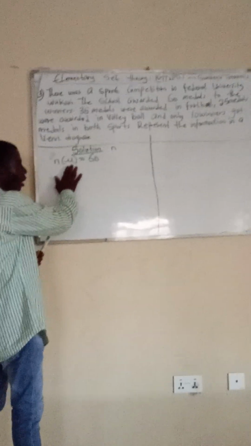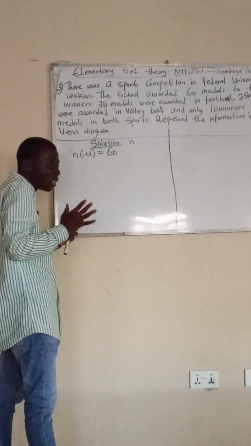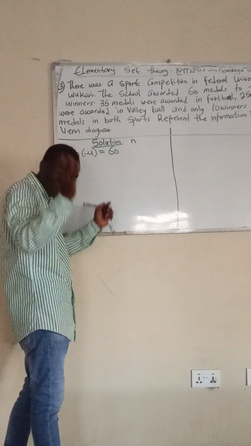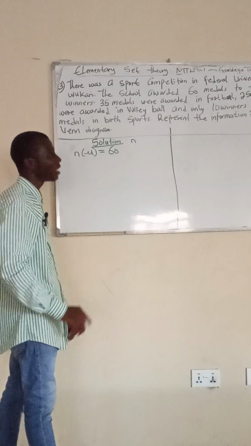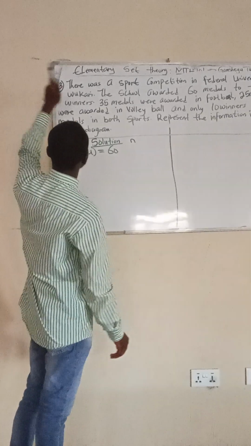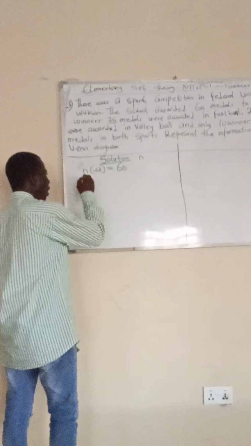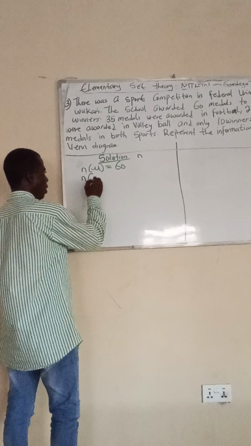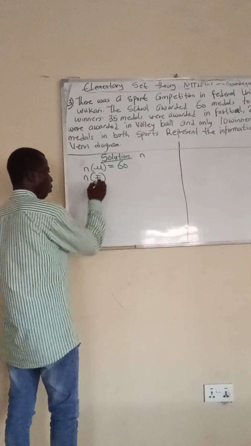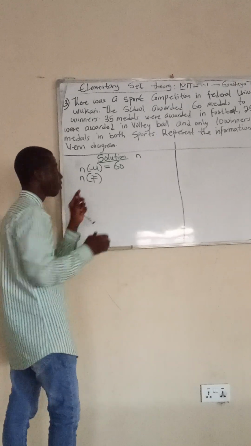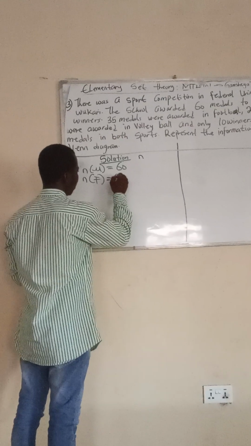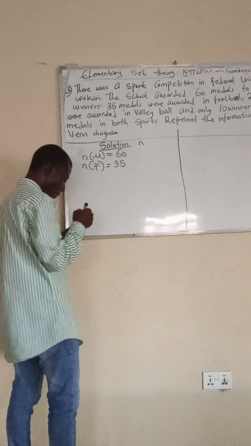That is the total number of awarded medals completed. The universal set contains everything. It contains everything. So 60. So they said 35 medals were awarded in football. The number of medals that were awarded in football, I denoted football as F, are 35 medals.